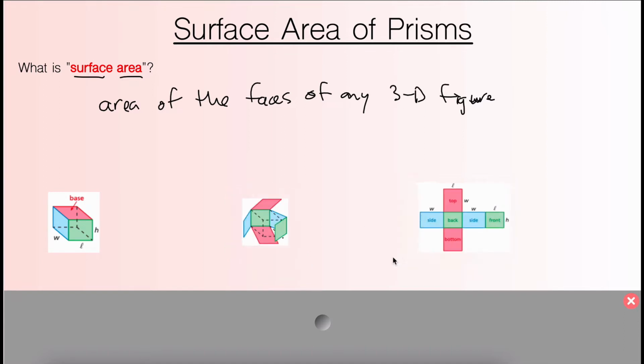And then if it laid out flat, I color-coded it so you could see the top and the bottom would be those red parts, the sides, and then the back and the front. That's the net, in other words, the two-dimensional representation of this three-dimensional figure.